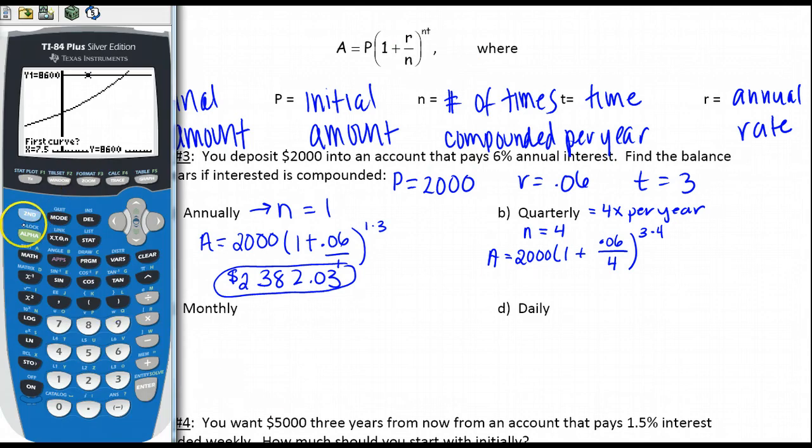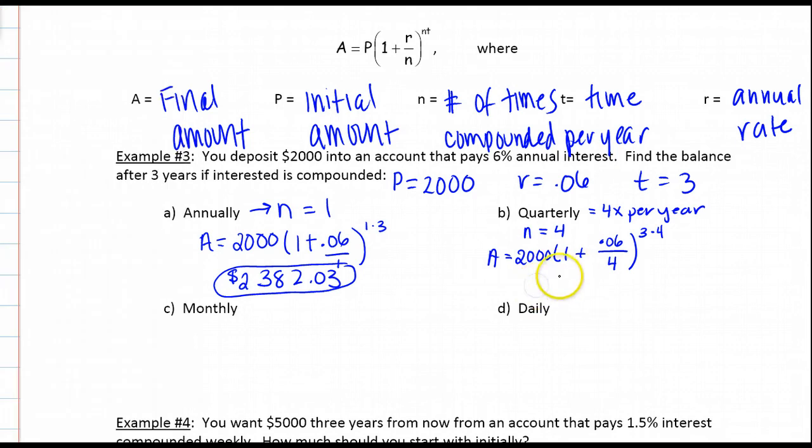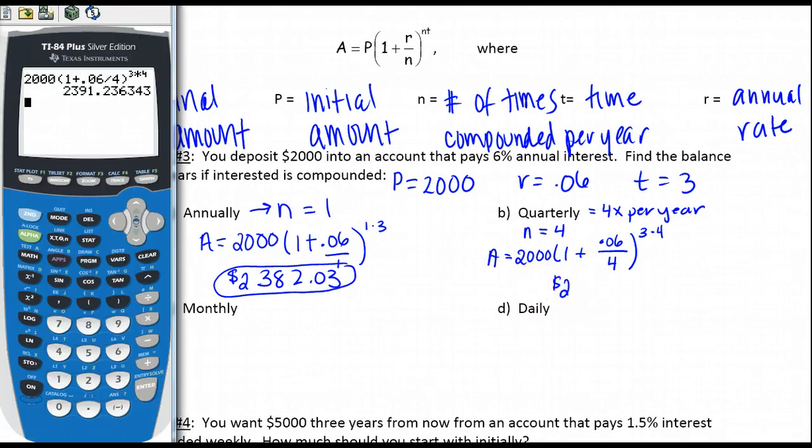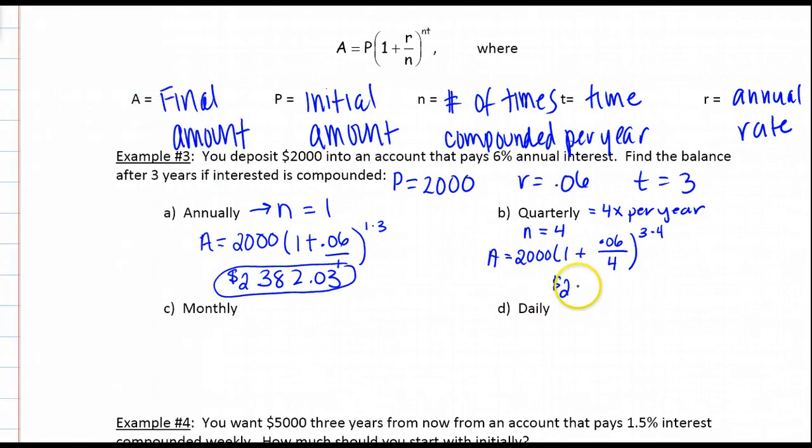So I've got 2,000 times 1 plus 0.06 divided by 4, raised up to the 3 times 4 power. And I've got $2,391.24. And make sure you label your units.